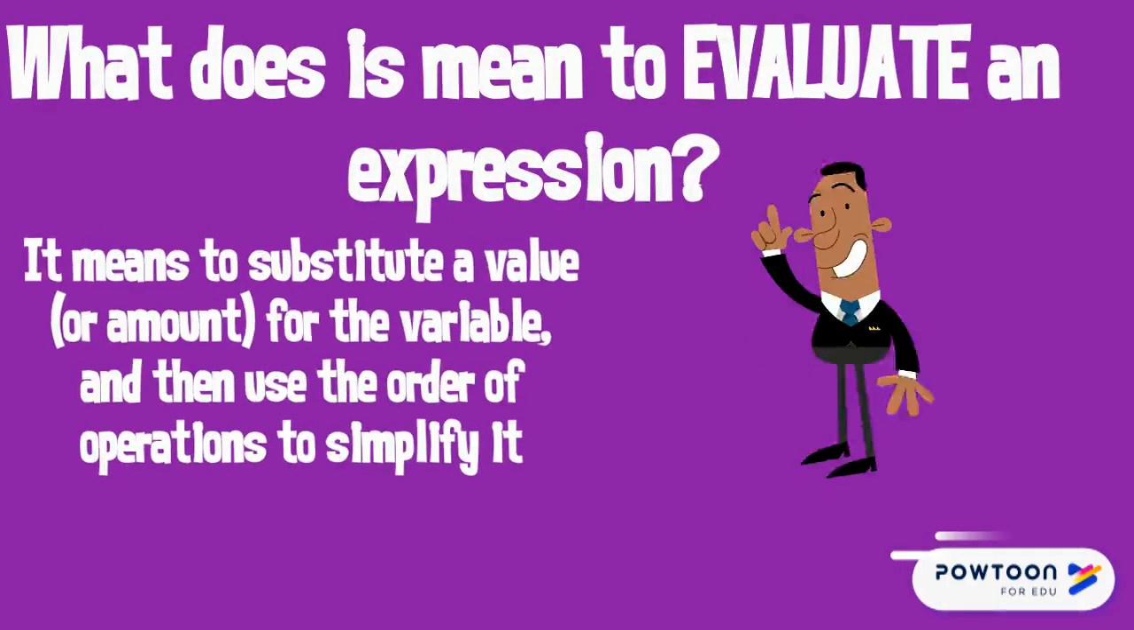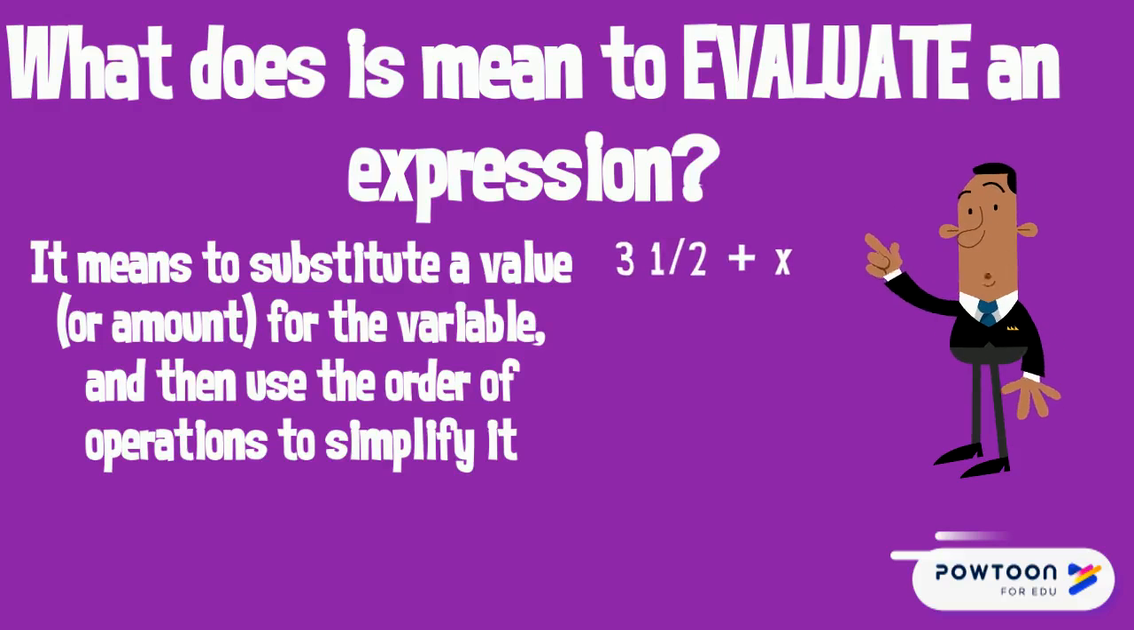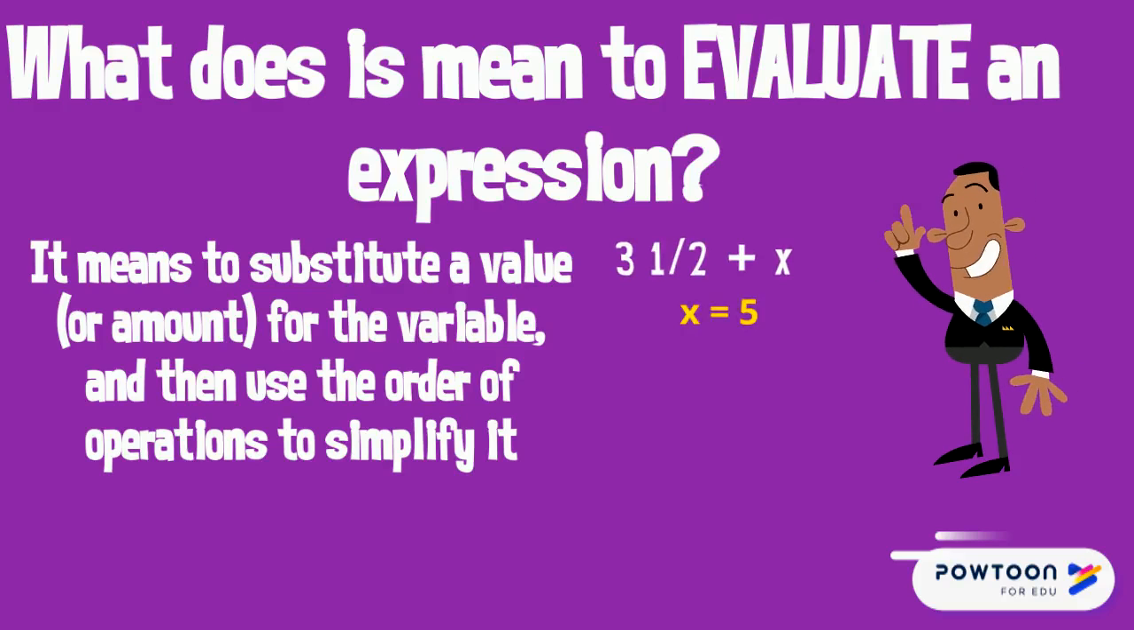Now that we know what a variable is, we're going to talk about what it means to evaluate an expression. Basically, it means that you substitute a value or an amount for the variable and then use order of operations to simplify it. So if I have 3.5 plus x and I know x equals 5, I substitute 5 for the x and I find that the value is 8.5.